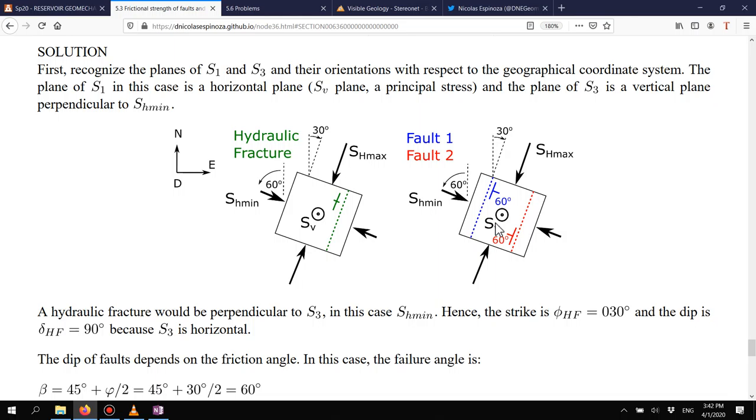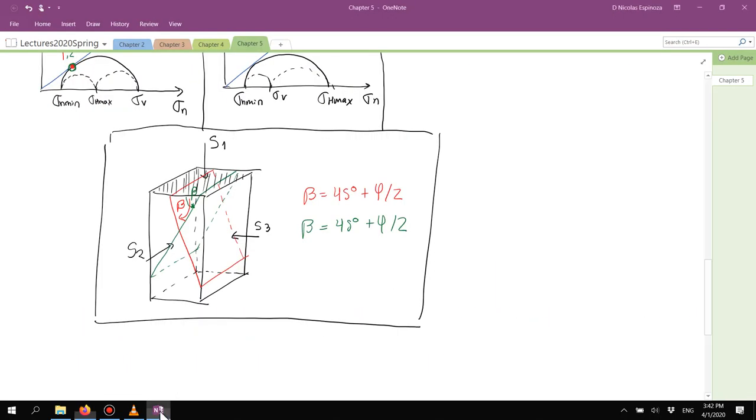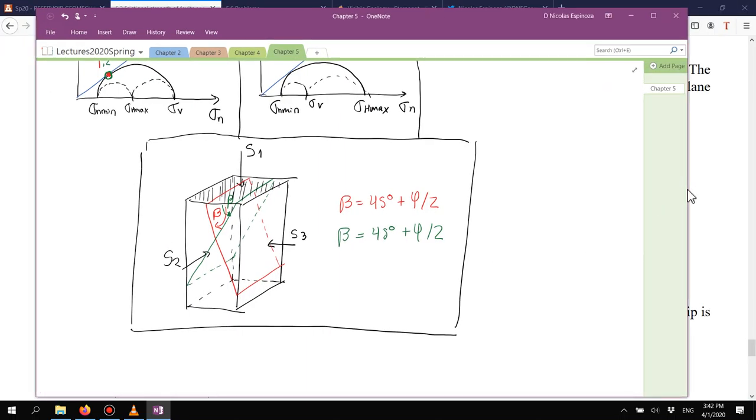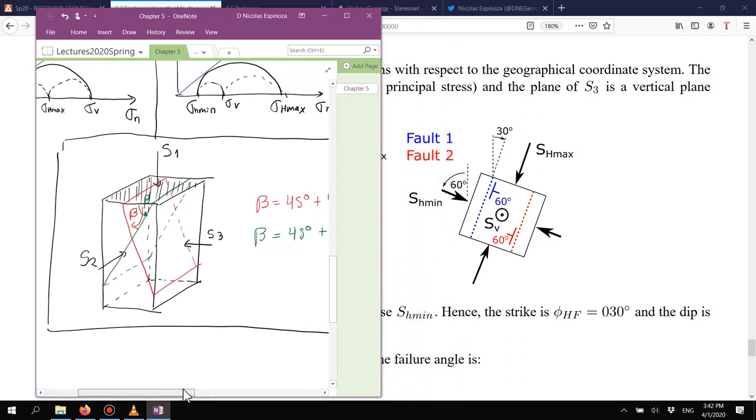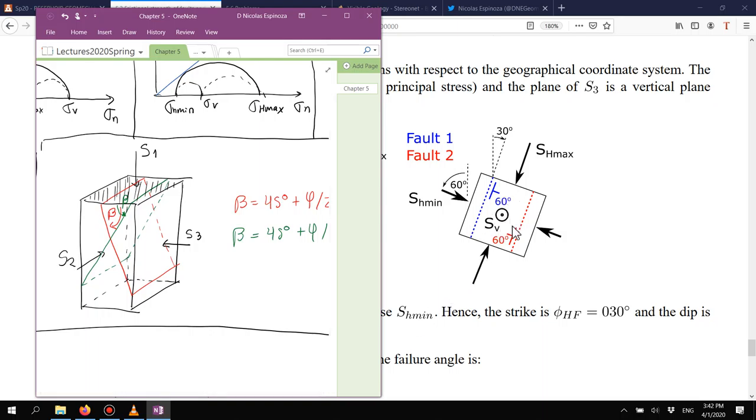But remember, you should put this in the context of this solution over here, where what we're looking at right now from the top is this plane. These two lines of strike are these two lines, and since this is a 2D plot, we cannot see the dip, but we have it with these geological symbols, where the dip is 60 degrees, because in this particular case, friction angle divided by 2 plus 45 degrees is 60 degrees. That's why this is 60. And the 30, remember, is related to the orientation of SH min.